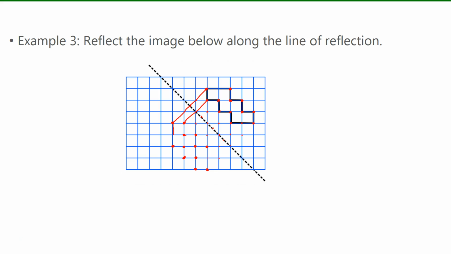So now you can join these up to see the reflected figure. Now you can try folding your paper along the diagonal line to make sure all the points line up.